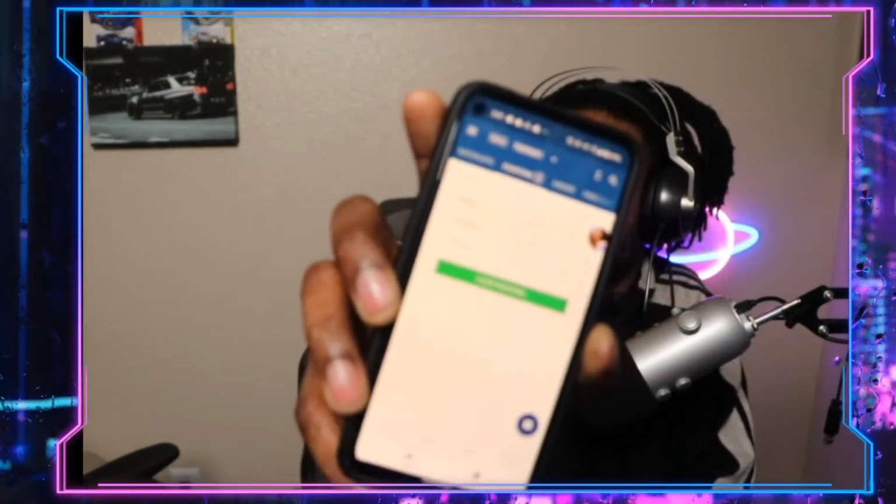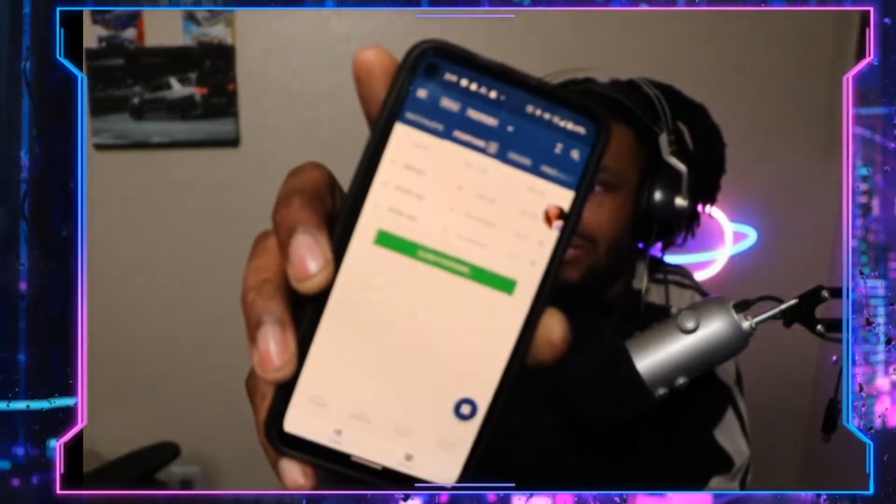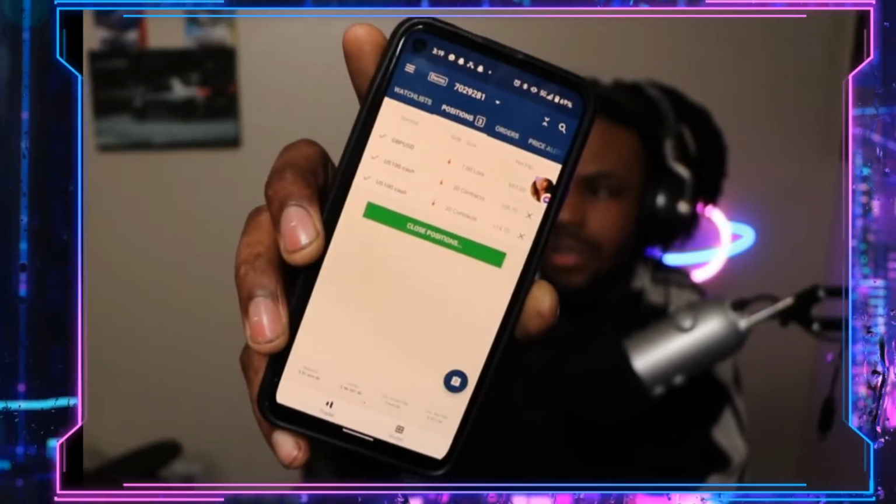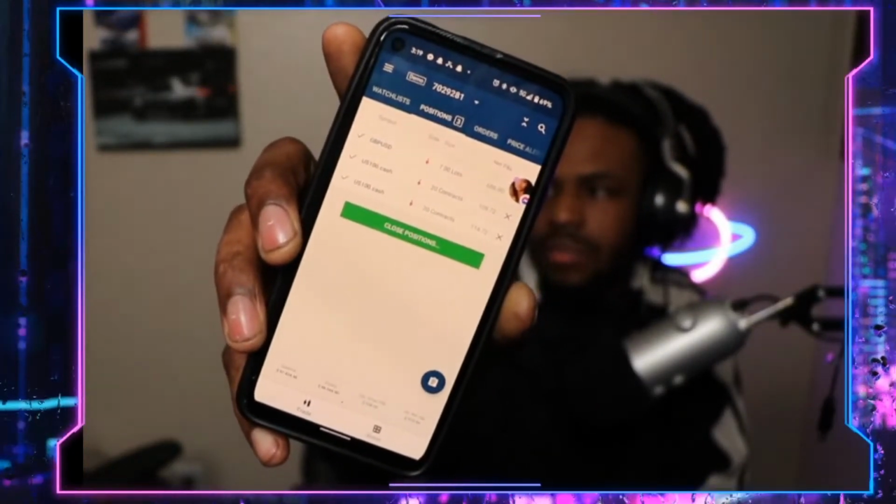Yeah, this thing's not focused. I was trying to show the positions and everything on it. Oh, there it goes. But yep, I got the FTMO cTrader on here. Those are my 3 positions I'm in right now.